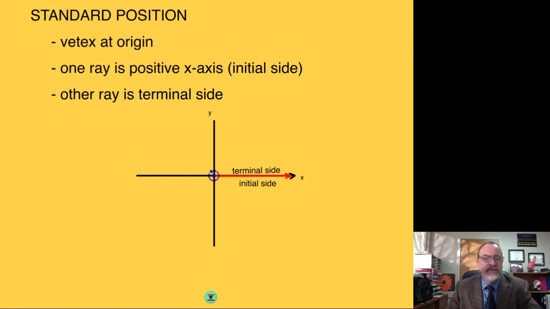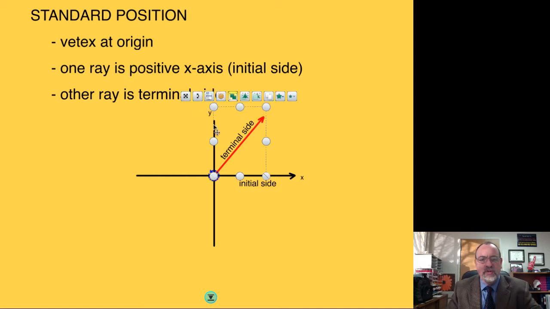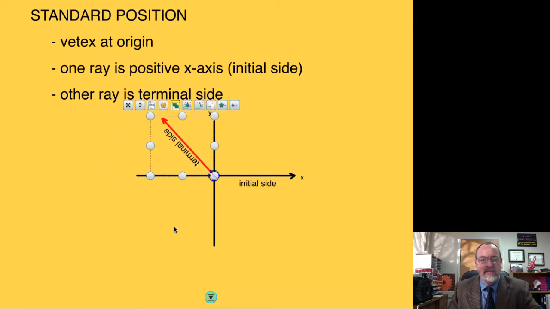An angle is considered to be in standard position when we place the vertex at the origin, and one of the rays of the angle is the positive x-axis, and the other ray of the angle is this ray that gets rotated around the circle. This is called the terminal side, because wherever it stops, that's called the terminal point. You've heard that terminal can also mean where something ends. So as we rotate this side around the circle, one side of the angle is always going to be the positive x-axis. The other side of the angle is always going to be wherever this side stops.